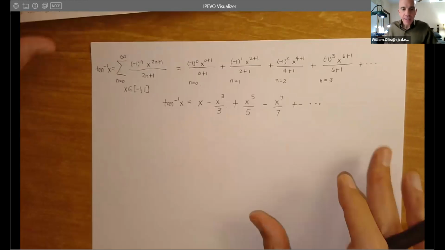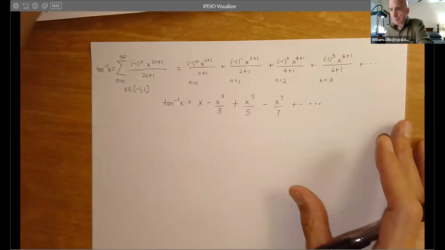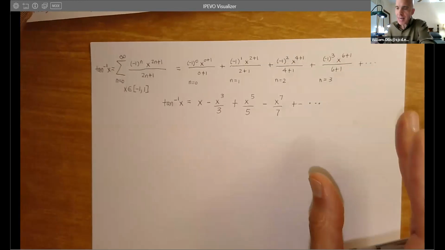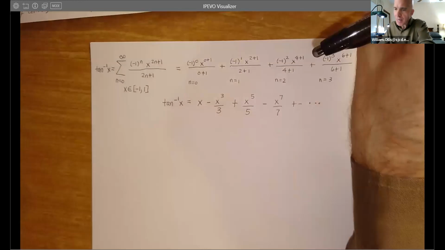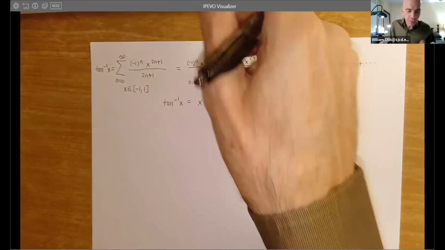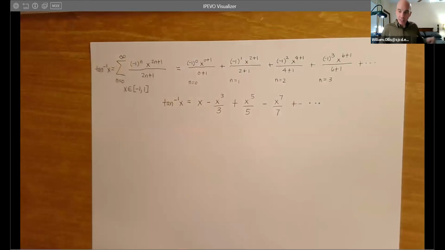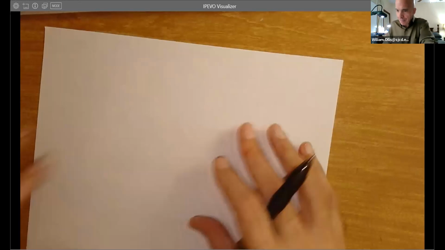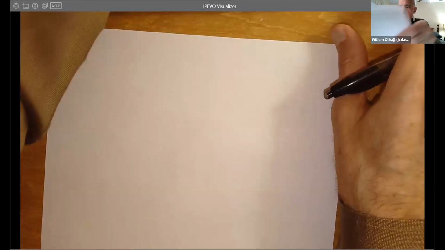Now, let's look at another example that has to do with a tangent function. But before I do that, I've got one more example I want to do here. So let me move this out of the way, get some clean paper. Let's see here.